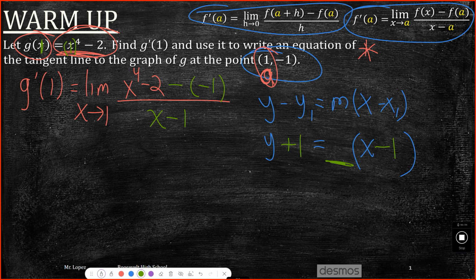So then we've got g prime at 1 is going to equal the limit as x approaches 1 of x to the fourth. Well, isn't that a minus a negative? It will be a plus 1. So what's negative 2 plus 1? That'll be what? Negative 1? Yes? And at the bottom is x minus 1.